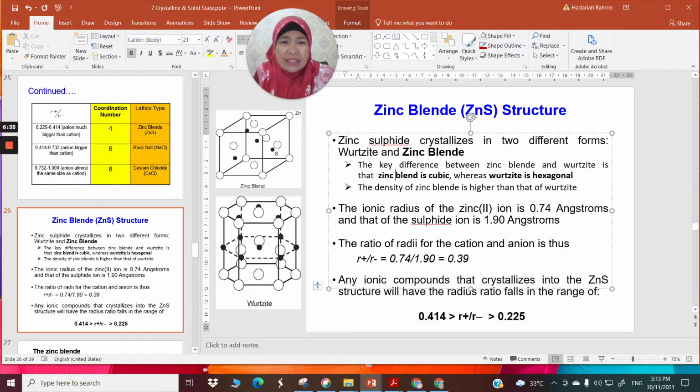The ionic radius of the zinc 2+ ion is 0.74 angstrom, and the sulfide ion is 1.90 angstrom. When you divide the cation by the anion, you are going to have a value of 0.39.